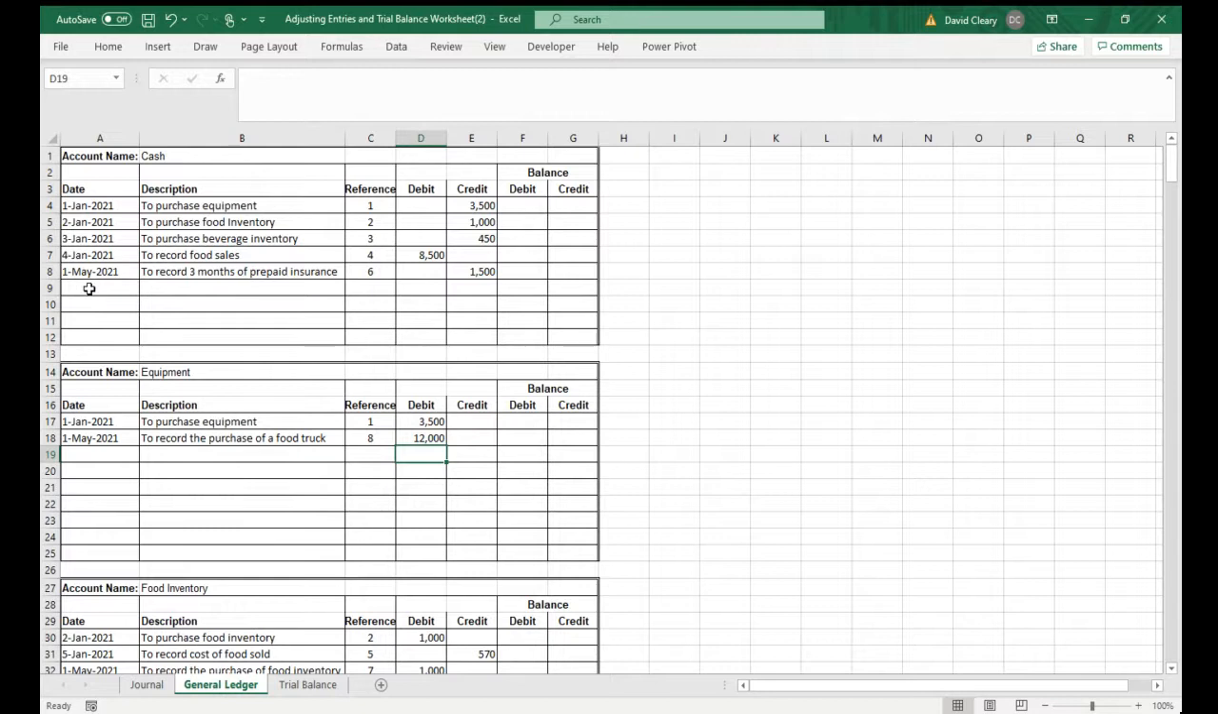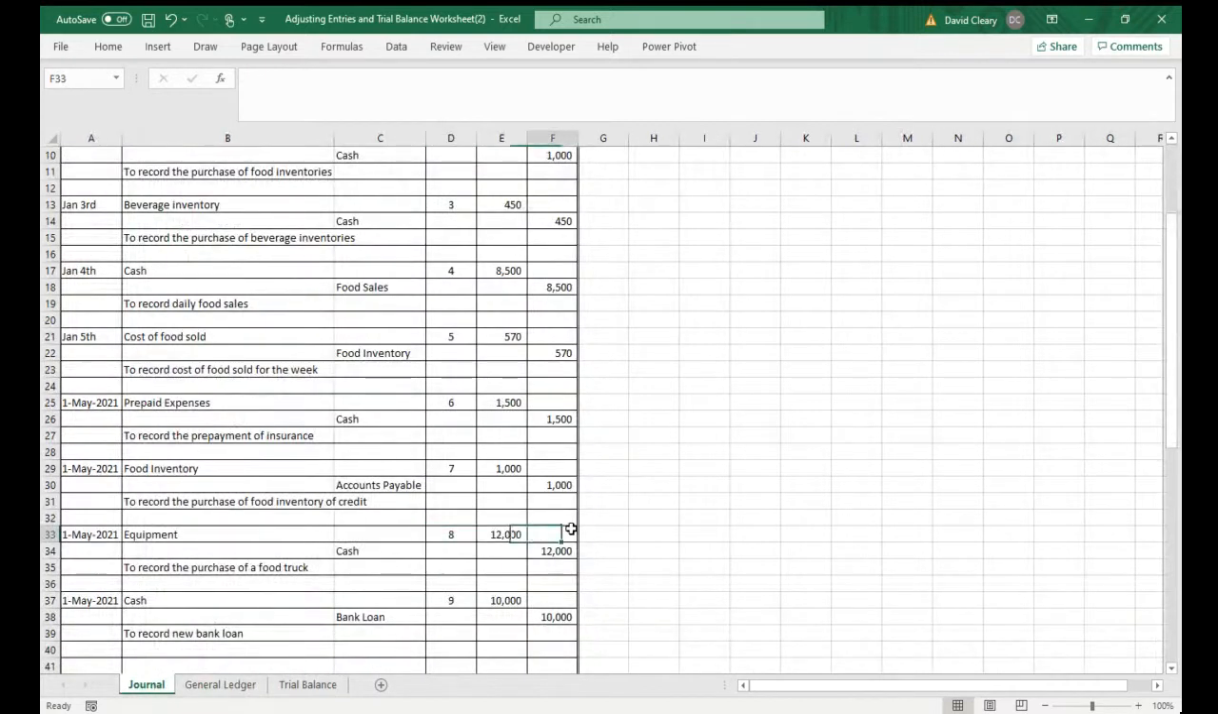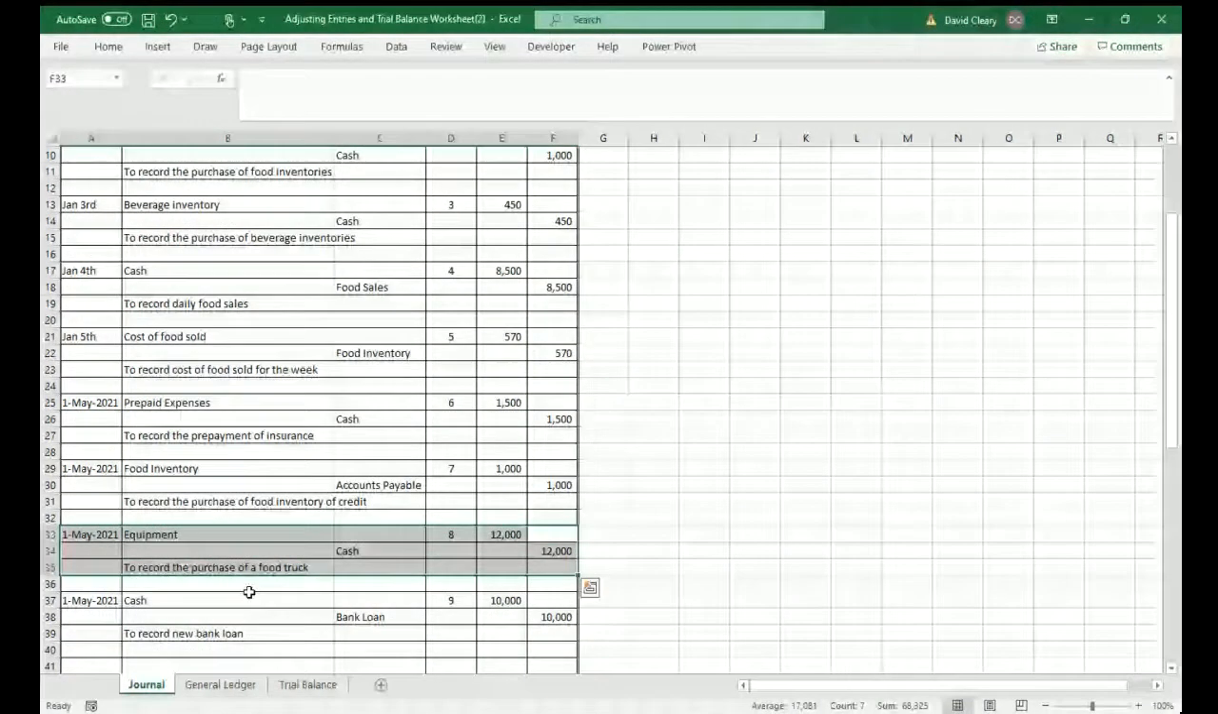And we paid cash for it. So we're going to go up to cash. And on May 1st, there we go. The description here was to record the purchase of a food truck. Perfect. Reference number 8, and we are crediting the account by $12,000. Go. So that one's done. Okay, so the equipment transaction is completed.